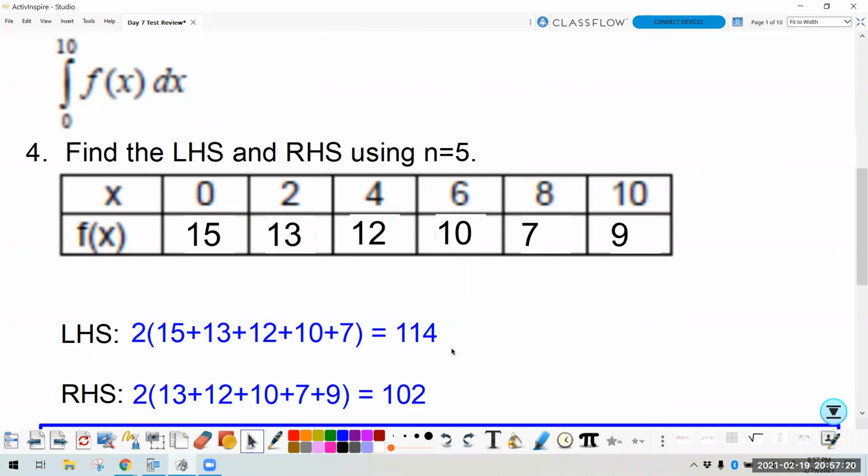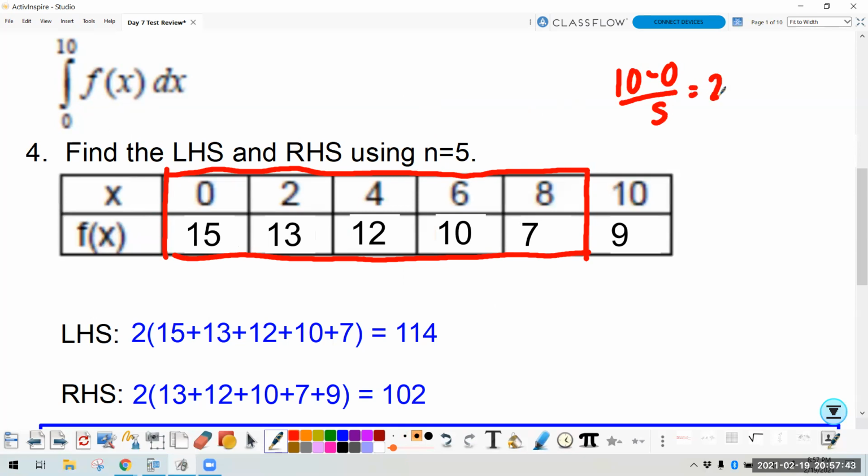Okay, so what you should have written for your left-hand sum, we start on the left. We're going to add up these 5 values. And since we have the lower bound of 0 and the upper bound of 10 with an n of 5, I need this 2 to multiply in front of my sum. So the left-hand sum is 114. The right-hand sum, you start at the right-hand side of your table. Add up those y values, you get 102.